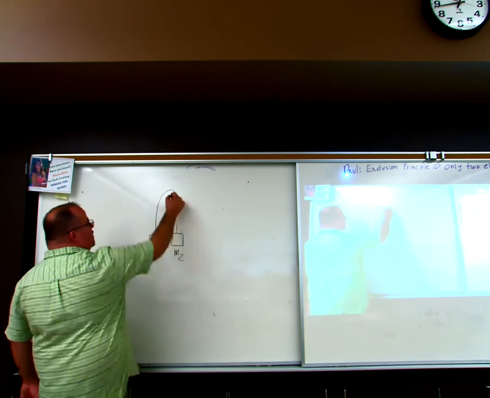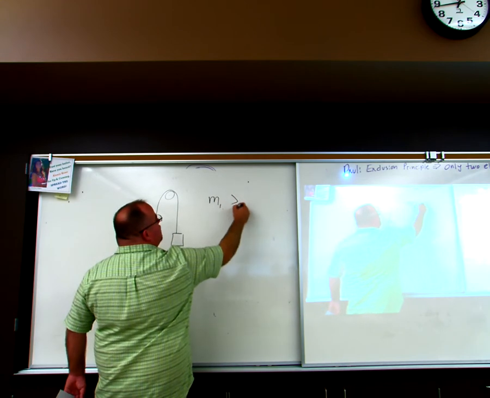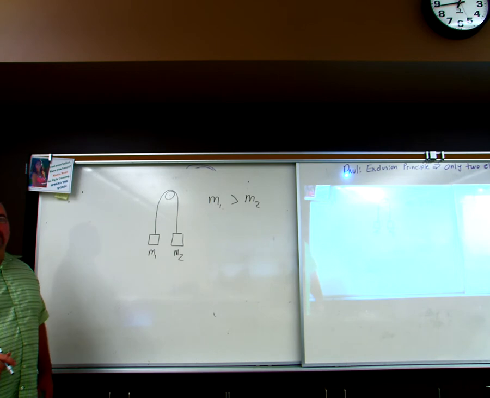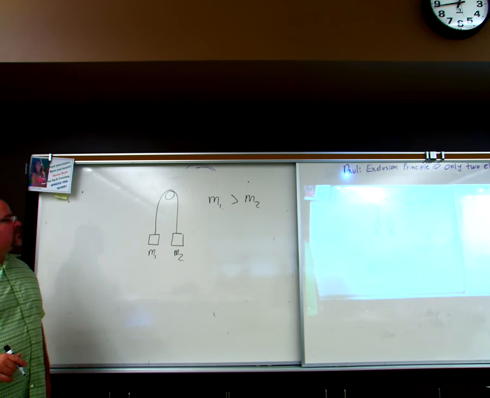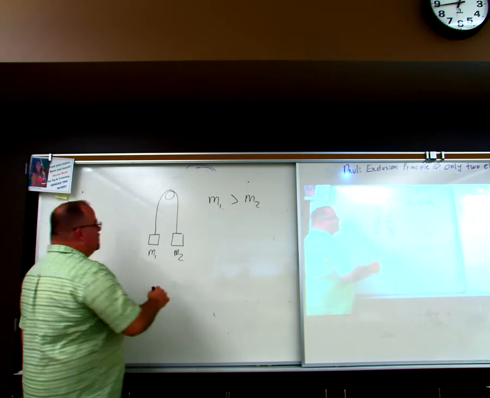Mass 1 and mass 2 hang over a pulley. If mass 1 is greater than mass 2, what direction is it going to accelerate? Mass 2, wait, which one? Mass 1, sorry. It's going to accelerate down, mass 1, right? Yeah, that's what I meant.